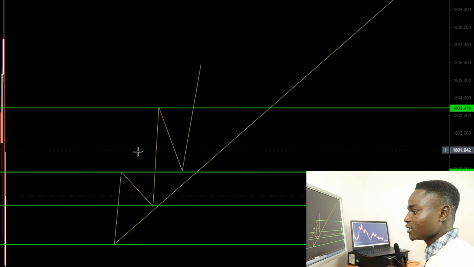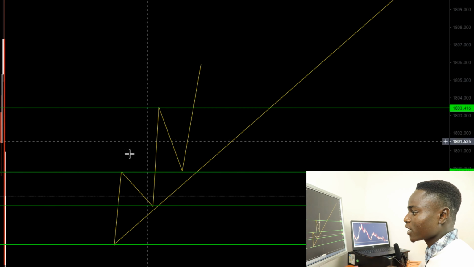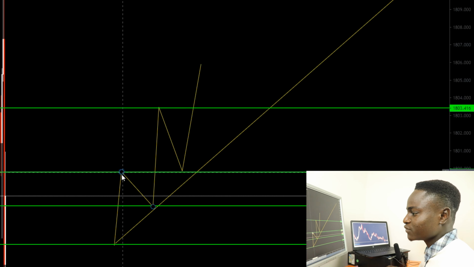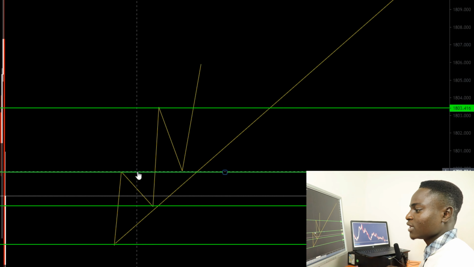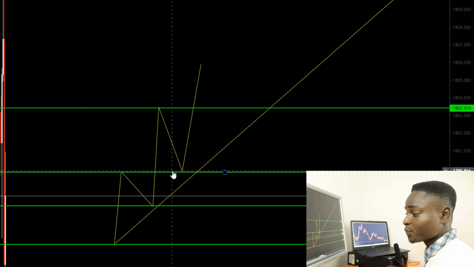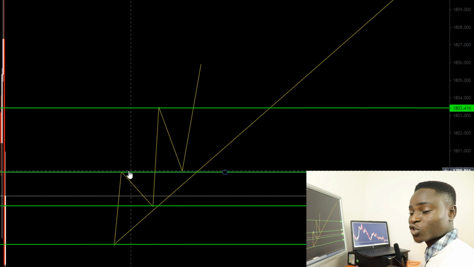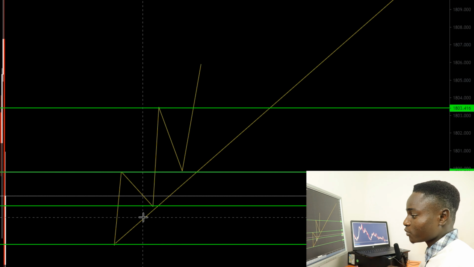As you can see, whenever we are trying to get into this market, there's no need for us to be buying right here, based on the fact that the market is already at our resistance level. So where are you supposed to be buying? You are supposed to be buying right here.